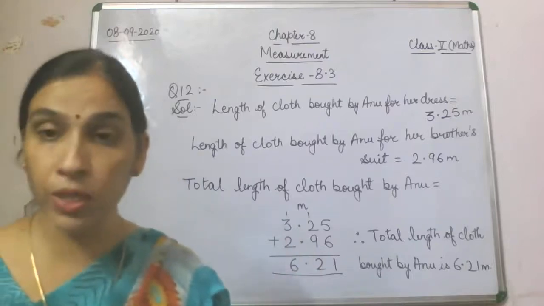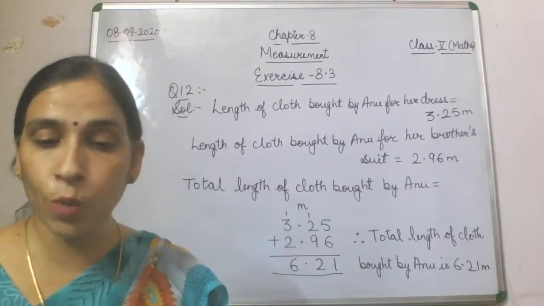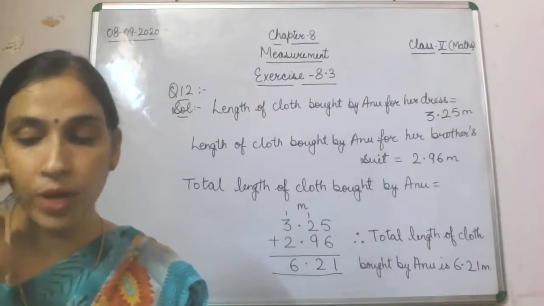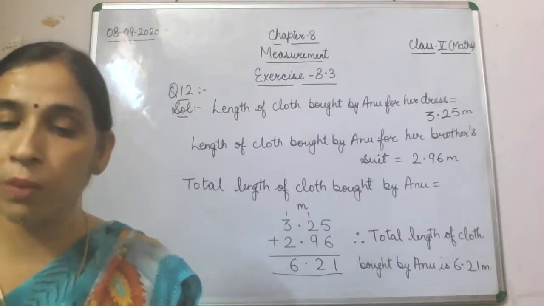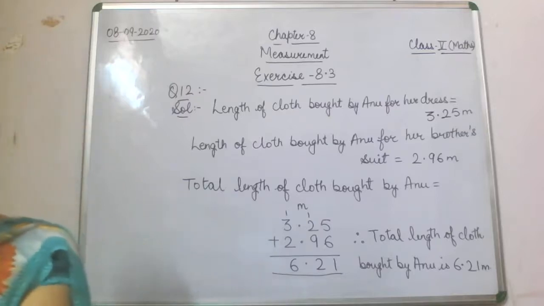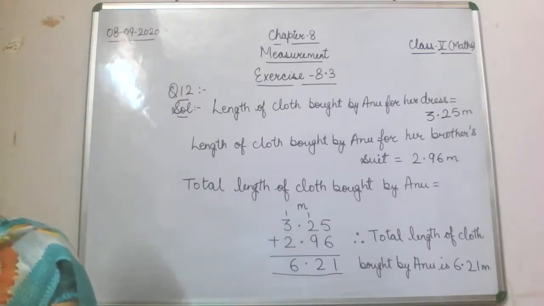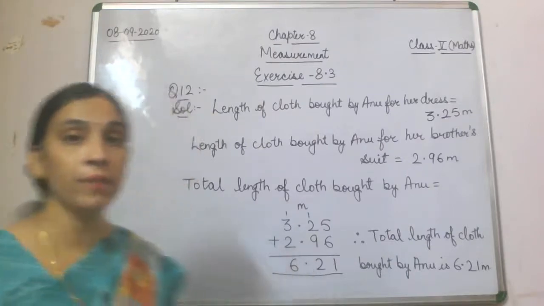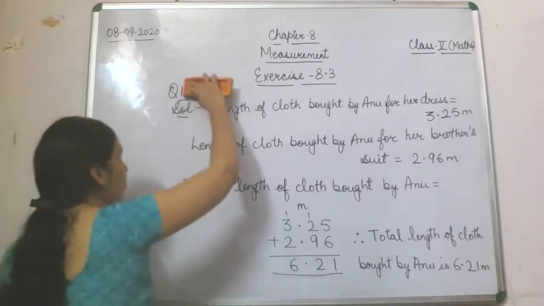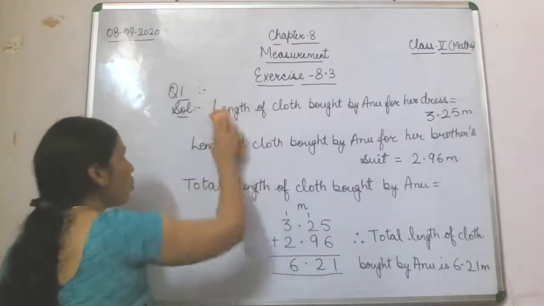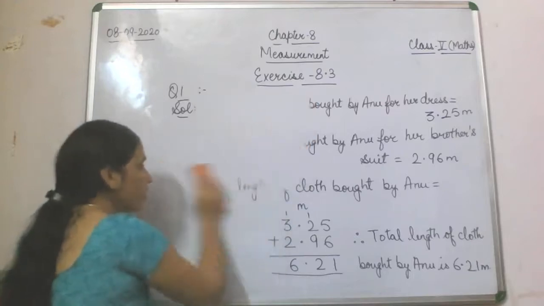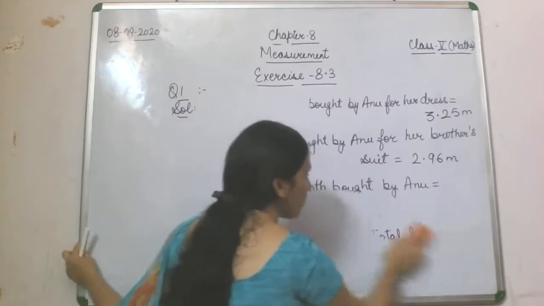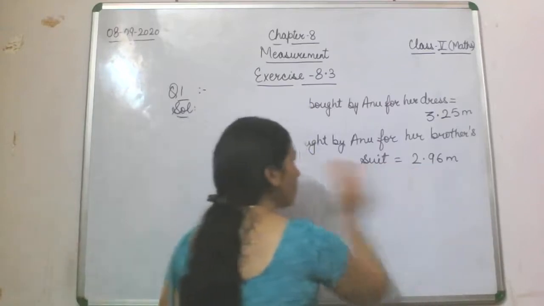Let's see question number 13. What is that? A rope is 8.62 meter long. A piece measuring 4.8 meter was cut from it. How much rope is left? See, if you remember our second chapter of addition and subtraction, in that chapter I have told you about a few keywords which were telling us what we are supposed to do in the question. So in this question what is there?